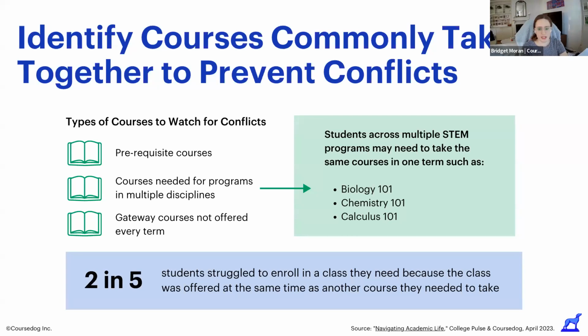Course conflicts can also pose a challenge for gateway courses that aren't offered every term. So in this case, the stakes are even higher for students because they can't just wait until the next term to take the course. While I'm sure that we're probably all aware that course conflicts definitely are a challenge, the data does show that they have a real impact on students. That College Pulse survey that we referenced early in the presentation found that 2 in 5 students struggle to enroll in a class they need because it's offered at the same time as another course they need. So I think this is definitely a problem that most institutions deal with.